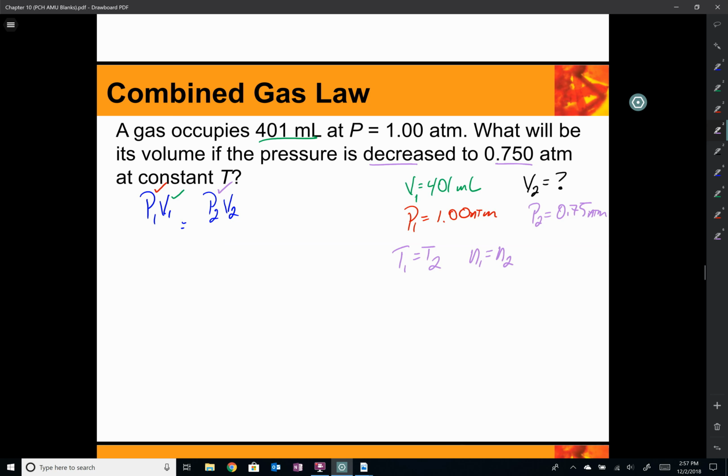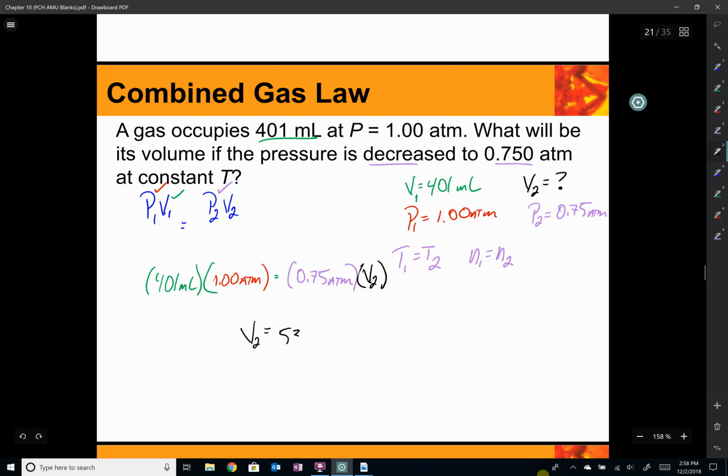We have information about 3 of those. So 401 milliliters times 1.00 atmospheres equals 0.75 atmospheres times our V2. If we solve for V2, I got about 535 milliliters.